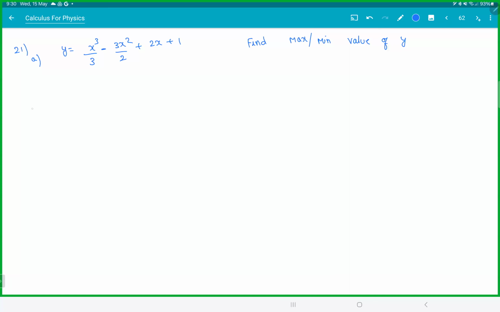Step 1 is the same. What is step 1? dy by dx, which is x square minus 3x plus 2 equal to 0. Now we get x is equal to 1 and 2. We got two roots. Meaning, one of them is maximum and one of them is minimum, or both maxima, or both minima. We don't know. But if you think about it logically, there is no way you'll get two maximas.